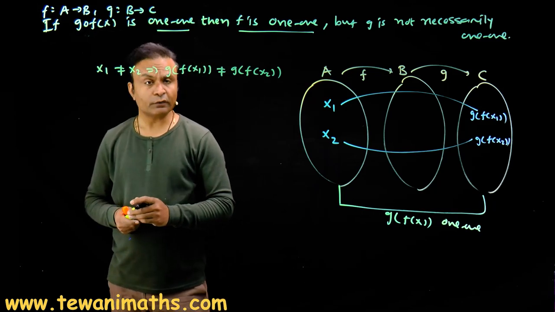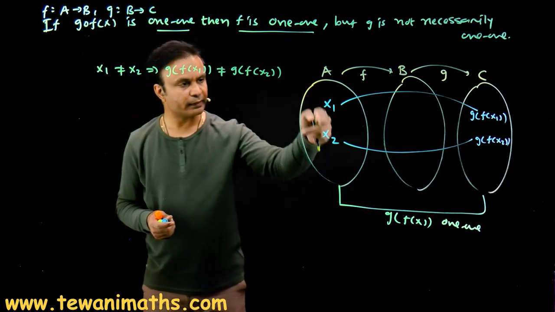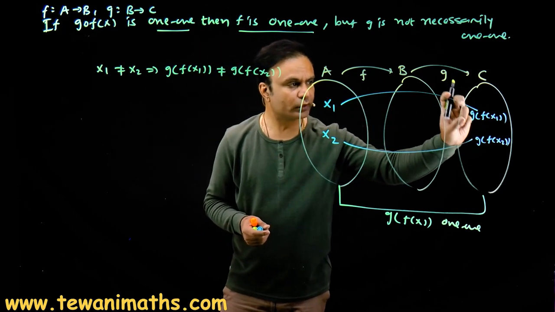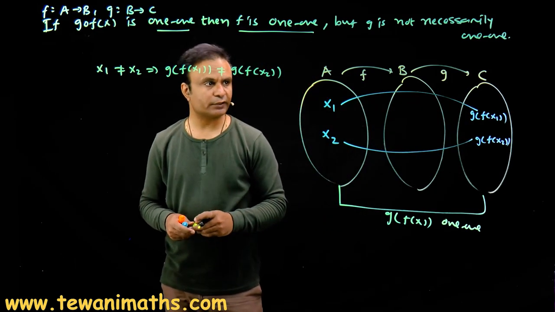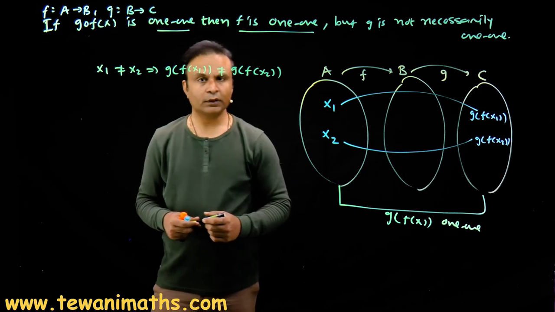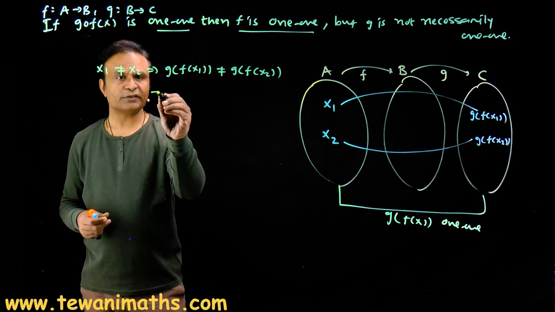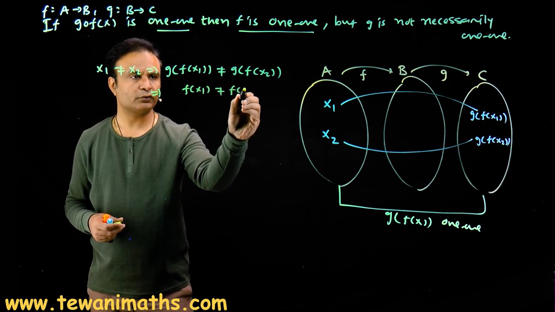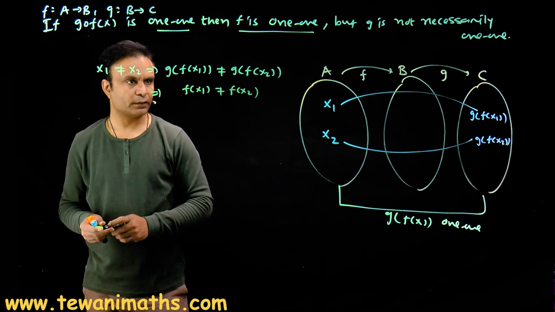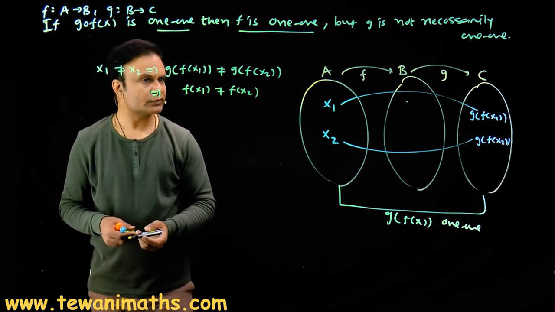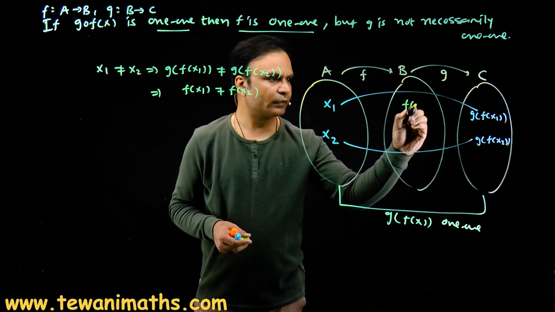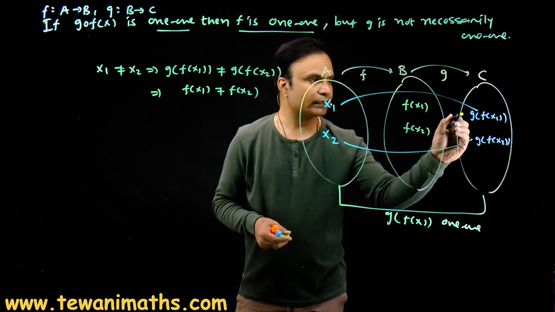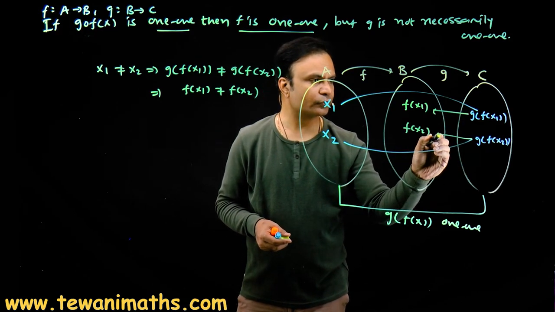Because function g of f(x) is 1-1, if I take two different pre-images here, then what will I get corresponding here? Two different images. Okay, now from the definition of function, since these two values are different, we have f(x1) not equal to f(x2). These two values belong to set B. So here we have f(x1) and f(x2). This corresponds to this and this corresponds to this.